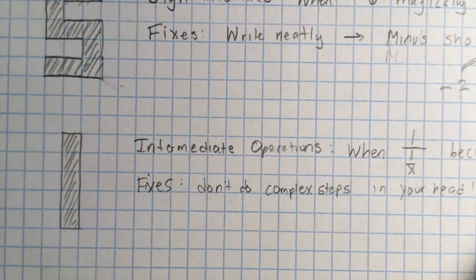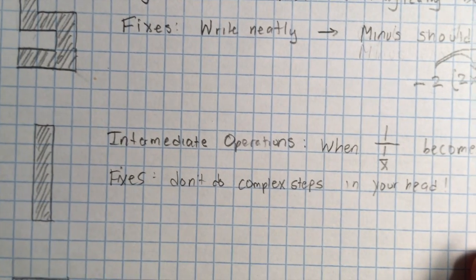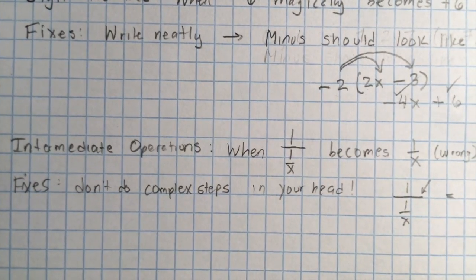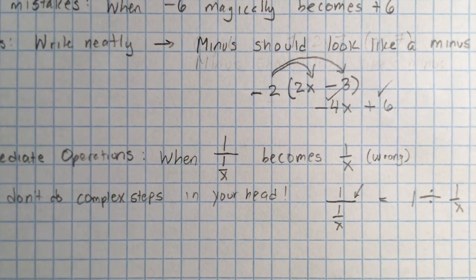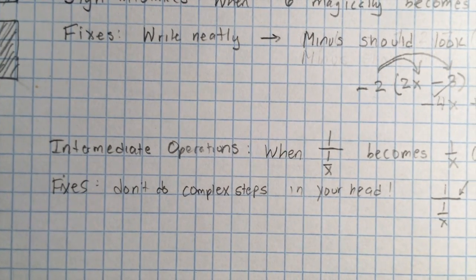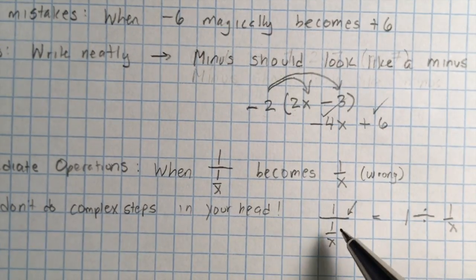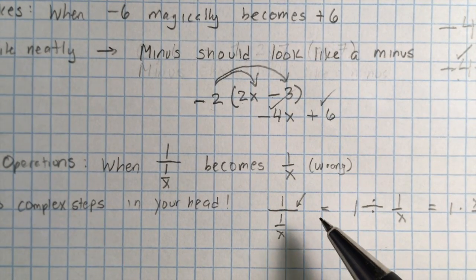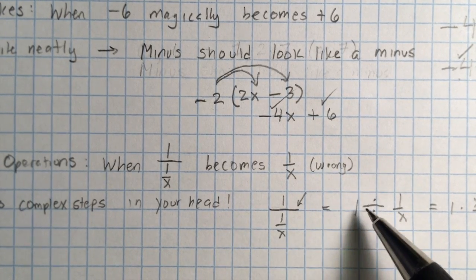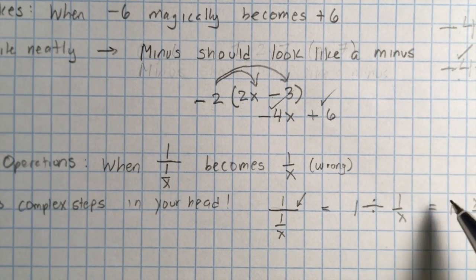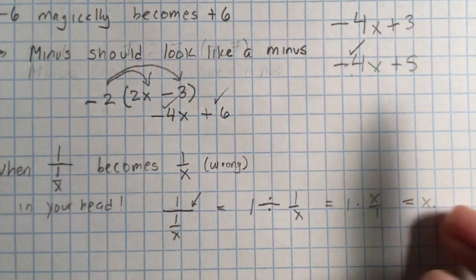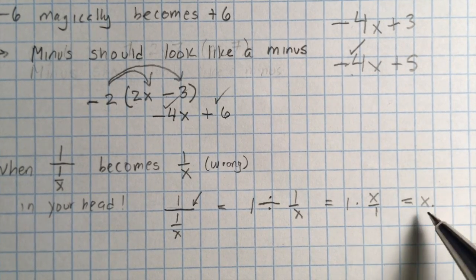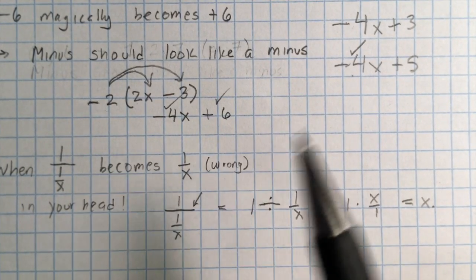The next common mistake is intermediate operations. One pretty annoying example is when 1 over 1 over x becomes 1 over x, which is obviously wrong. The main fix is, don't do complex steps in your head. Always write an additional step saying that since a fraction is essentially a division, also make sure this line is longer, do 1 divided by 1 over x, then do keep change flip, and you say that it's equal to 1 times x over 1, which is 1 times x, and that becomes x. It's not 1 over x, that's wrong.